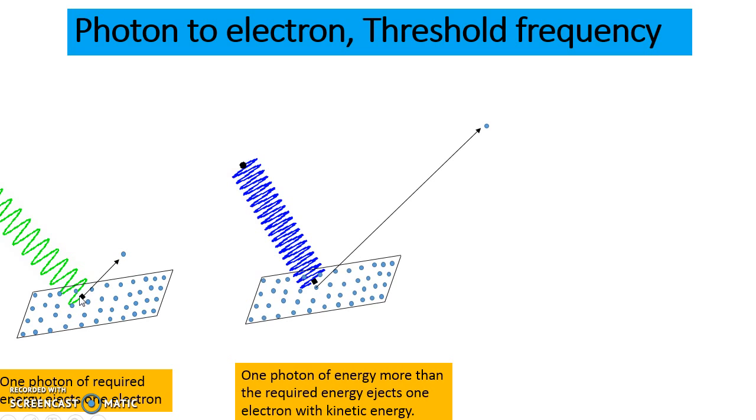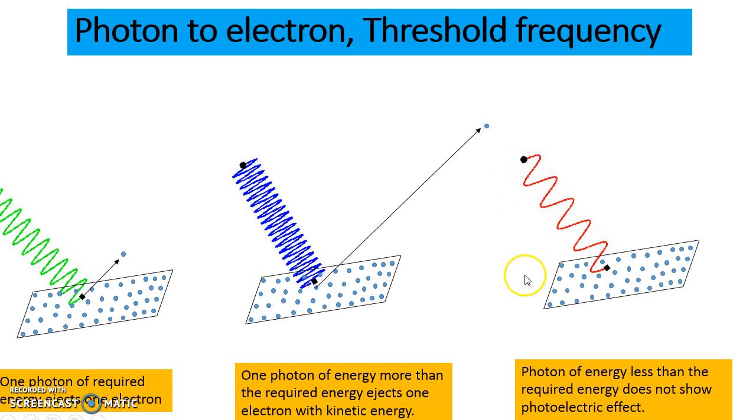When one photon of energy more than the required energy is incident, it ejects one electron along with kinetic energy. On the other hand, photon of energy less than the required energy, if is incident, does not show photoelectric effect. Hence, the minimum frequency that is required to cause photoelectric effect is defined as threshold frequency and denoted as nu naught.